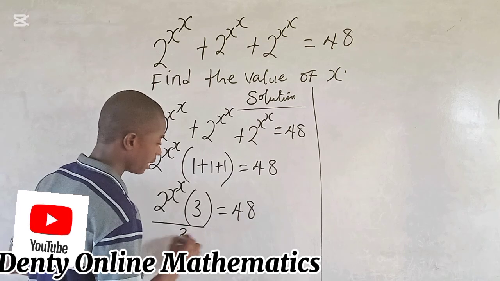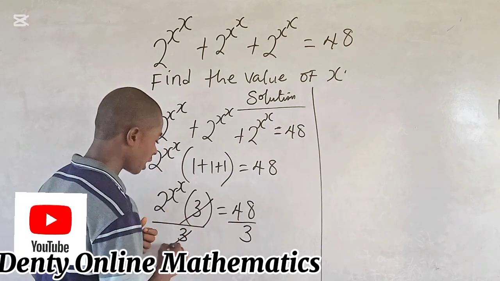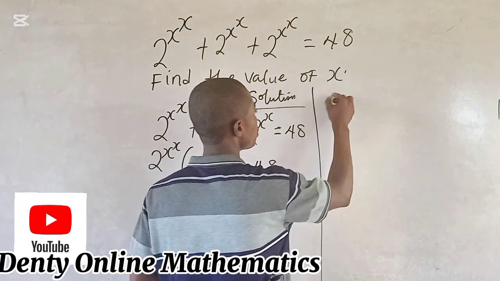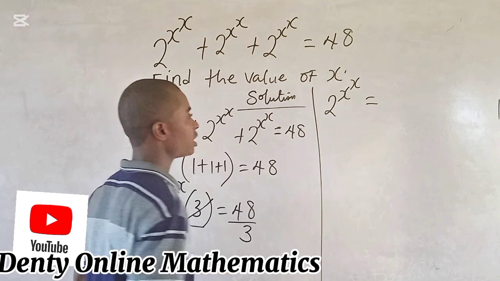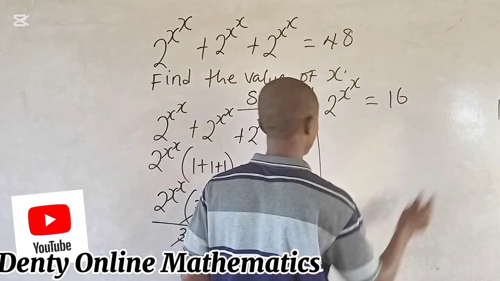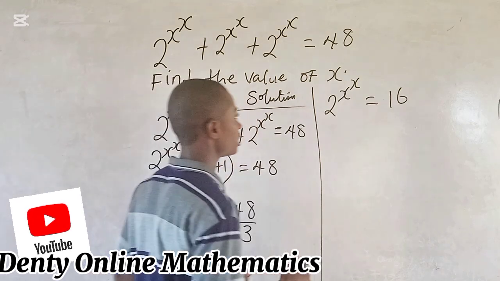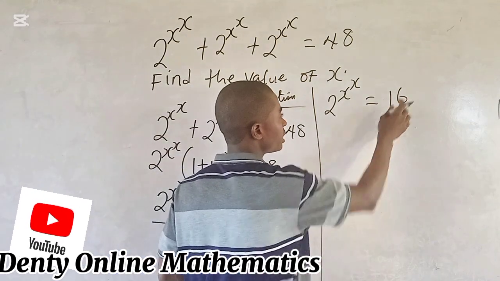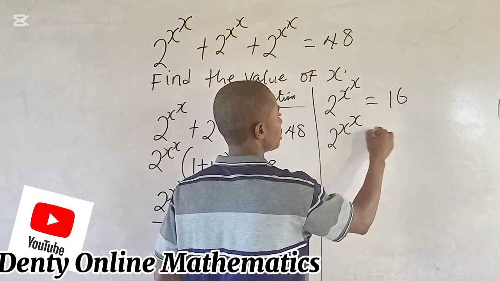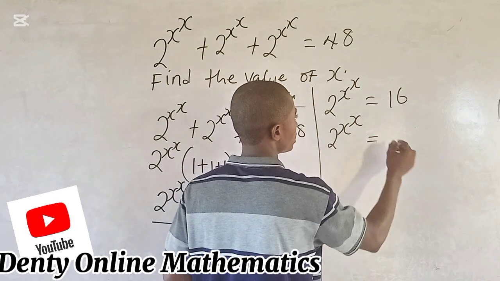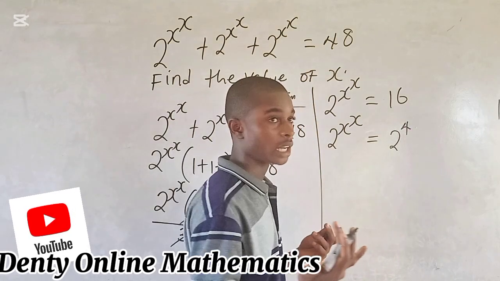So if I divide both sides by 3, I will also divide here by 3, so that 3 will cancel out 3. So 2^(x^x) will be equal to 48 divided by 3, which is what? 16. Because 16 times 3 is what? 48. So 48 divided by 3 is 16. Now, let me express 16 in index form. So I'll have 2^(x^x) to be equal to, what is 16? 16 is the same thing as 2 raised to the power of 4 in index form.